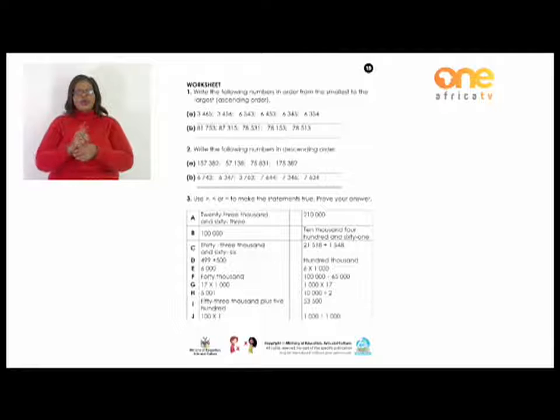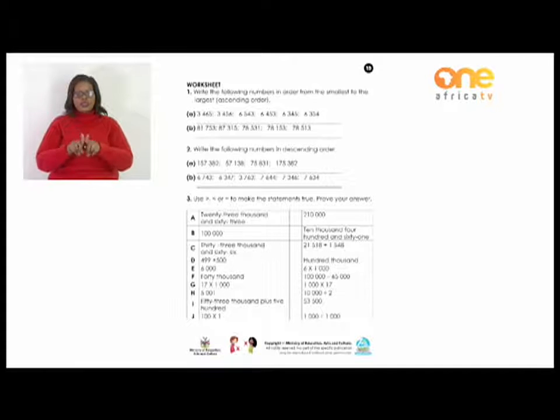The first one, number 1, you need to write these numbers in order from the smallest to the largest. And that is also called ascending order. So the numbers are there, under A and B, so you have to arrange them. Number 2, you need to write the following numbers in descending order. So you are going to arrange numbers from the biggest to the smallest under A and under B.